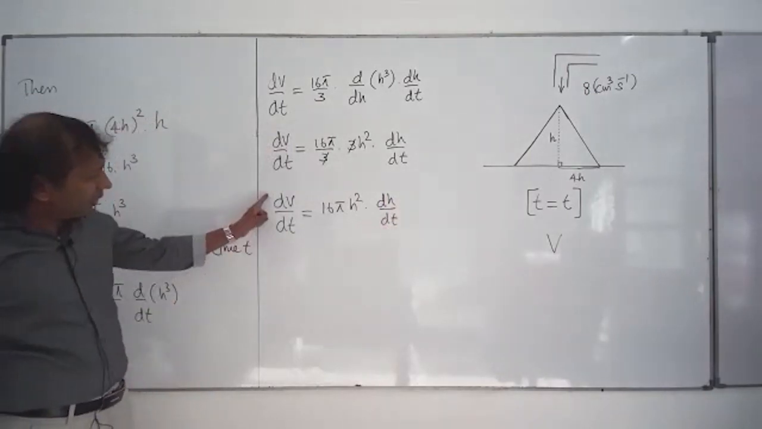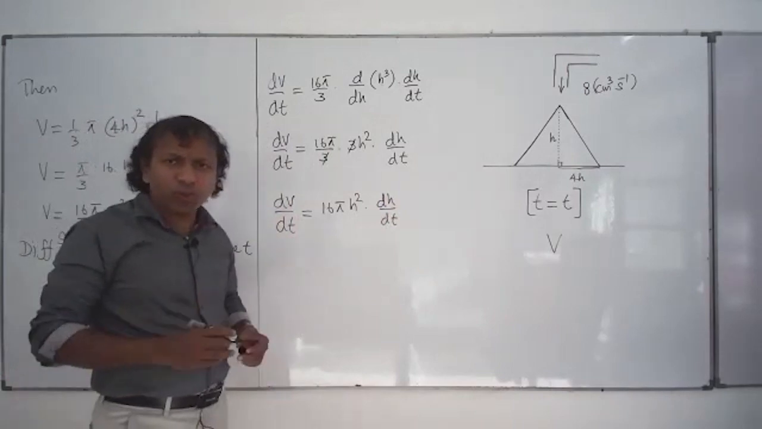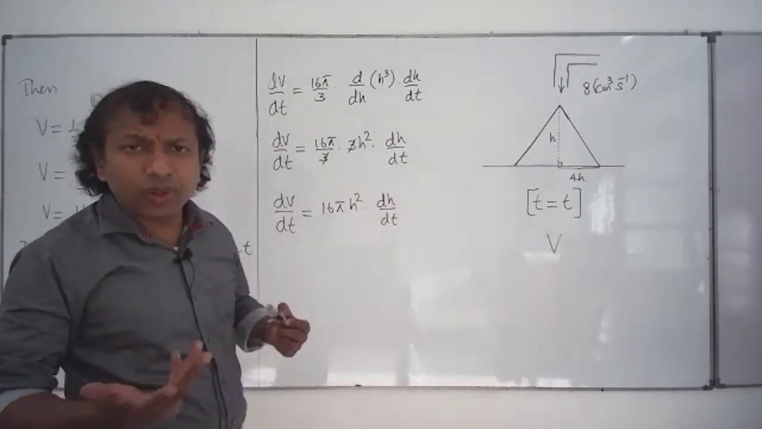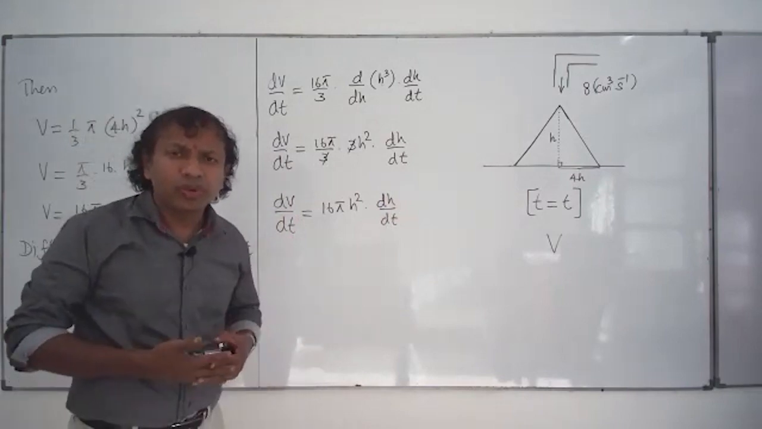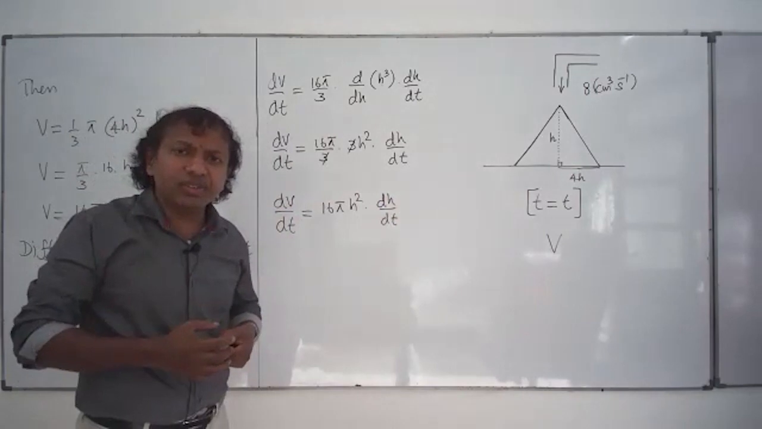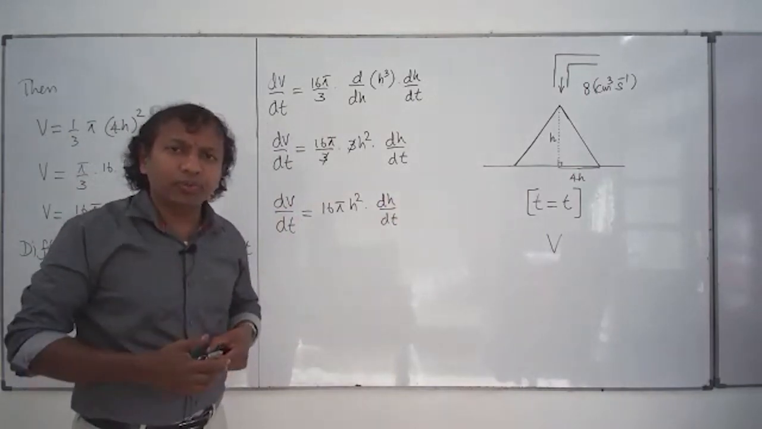People, what is this dV by dt? V is the volume, no? It is the rate of change of volume. Rate of change of volume means what? In 1 second, the increment of volume or decrease of volume.